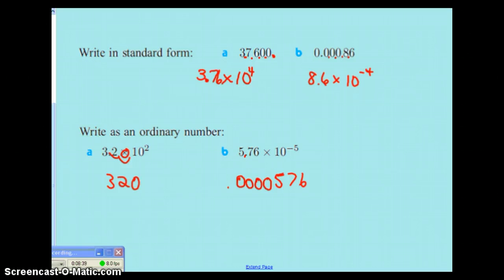I moved it 5 places to the right. If I move 5 places to the right, it means I add 4 zeros. You always add 1 less 0 than the number. Because you have to move it around the first, you have to move it around the 5 first. Then you're going to add that number 0.